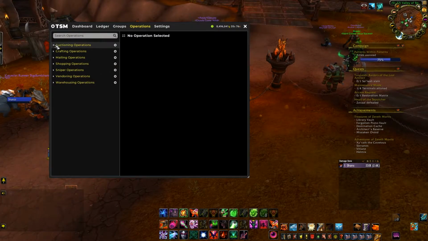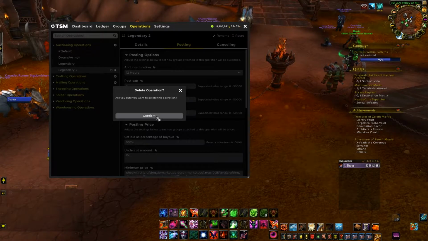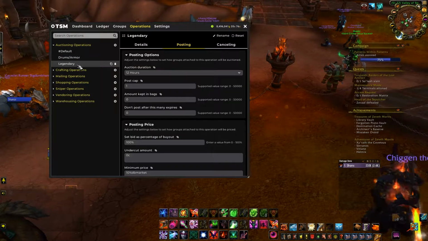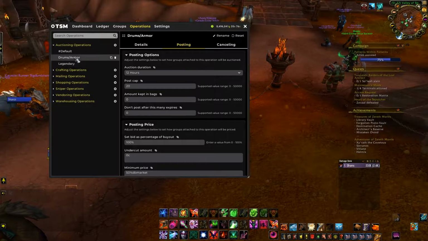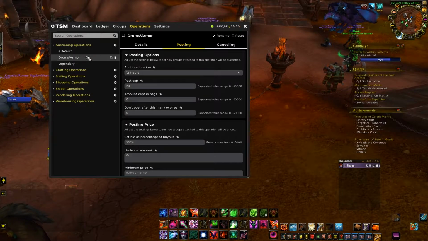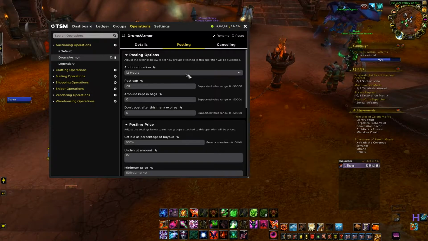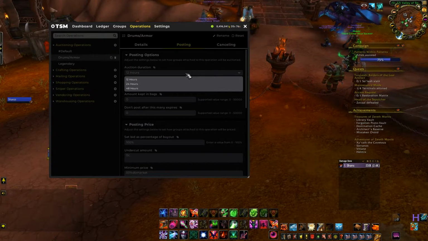Now we're going to start out with the auctioning operations. Let me trash this one. It's something I was testing with earlier. So let's go here to my drums and armor auction operation, and then we'll go through each setting and what it means and what it does. The first setting is pretty self-explanatory, I think: auction duration. You got three options: 12, 24, 48.